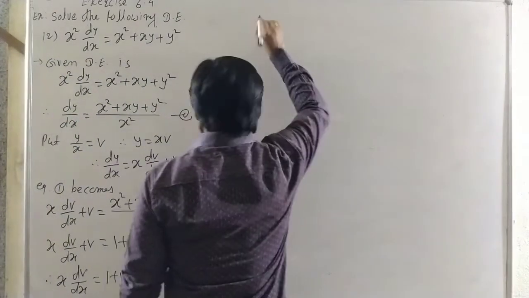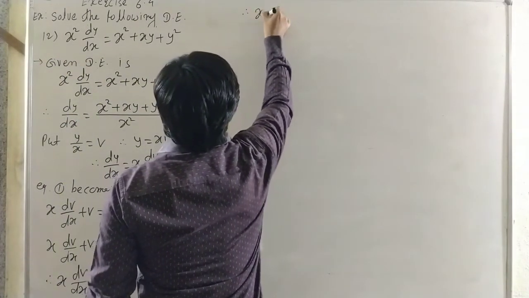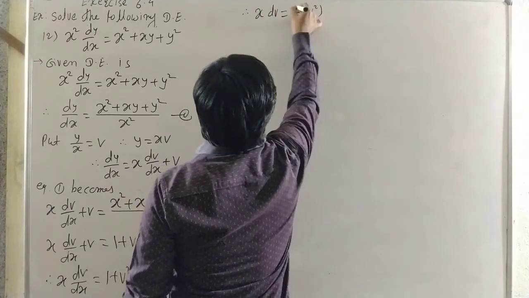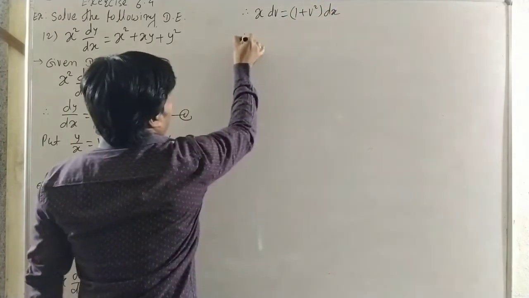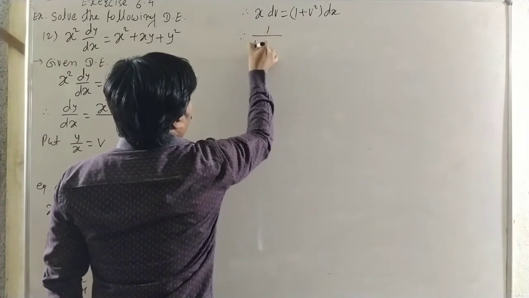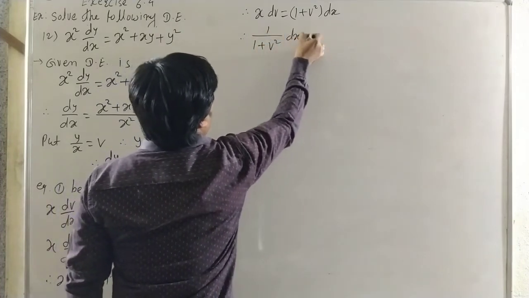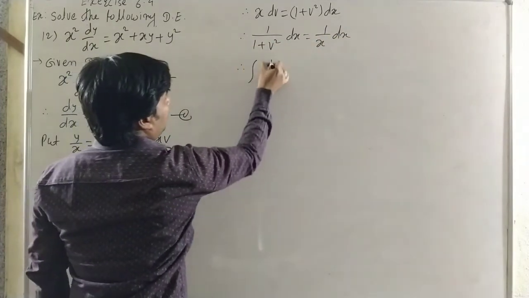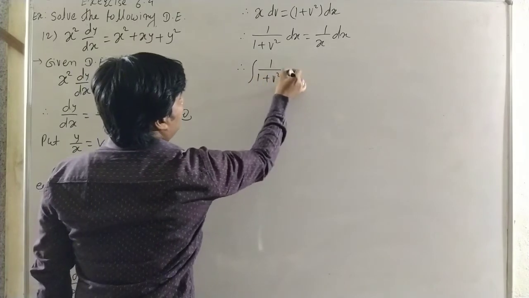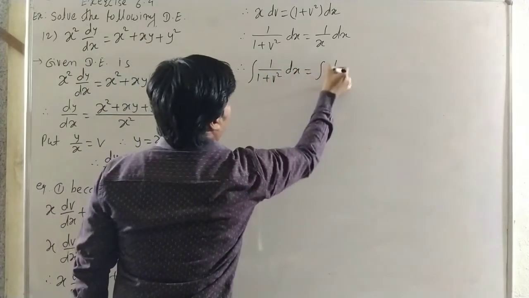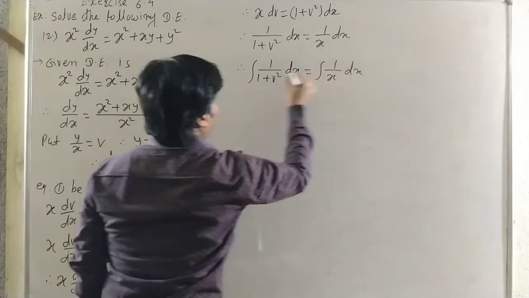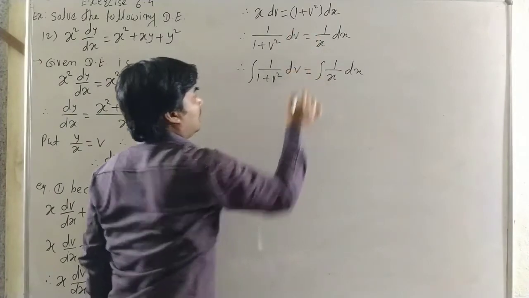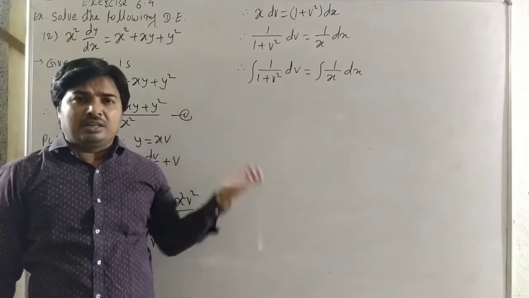Then our differential equation is x dv is equal to 1 plus v square dx, then 1 upon 1 plus v square dv is equal to 1 by x dx. The variables are separated. Now taking integral, 1 by 1 plus v square dv is equal to integral of 1 by x dx. Now 1 by 1 plus v square with respect to v, and here it is a standard integral, tan inverse of v.